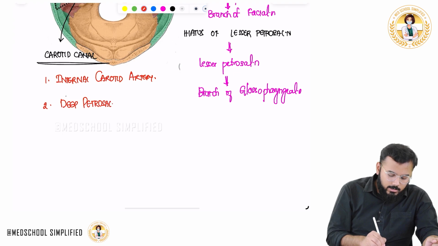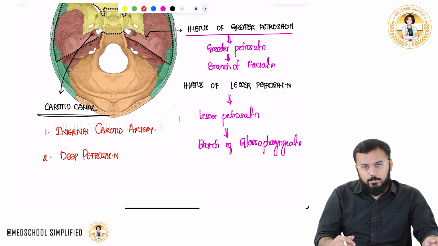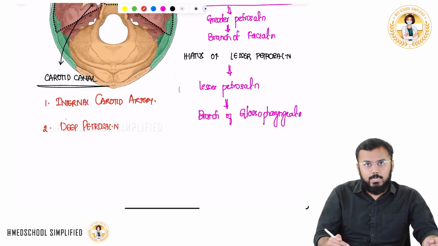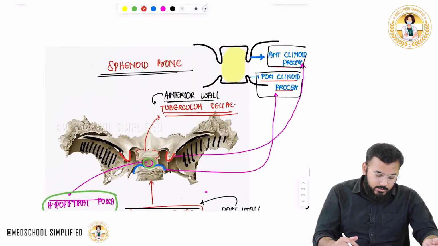So how many petrosal nerves do we have over here? One is the greater petrosal nerve, another is the lesser petrosal nerve, and the third one over here is called the deep petrosal nerve. So this is your deep petrosal nerve. Now, let us just revise the things which we have just discussed here, guys.